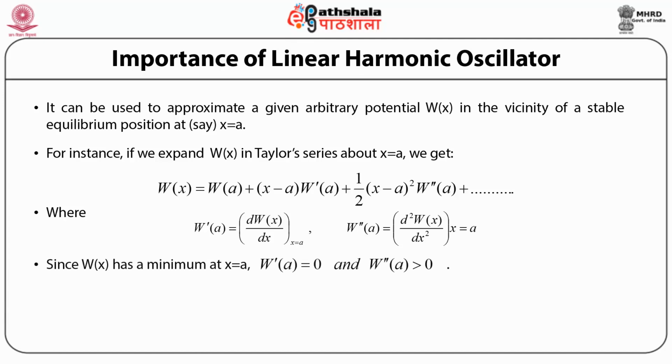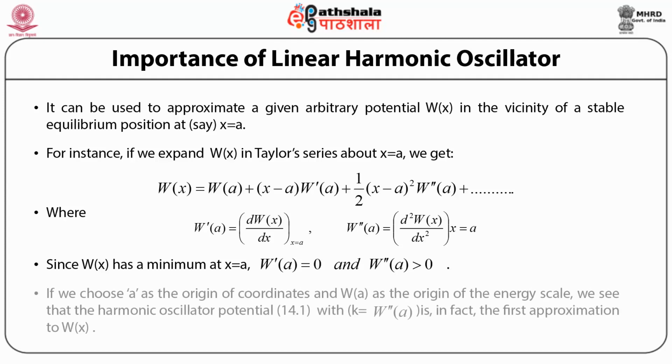Since W of x has a minimum at x is equal to a, so W prime of a is equal to 0 and W double prime of a is greater than 0. If we choose a as the origin of coordinates and W of a as the origin of the energy scale, we see that the harmonic oscillator potential given in equation 1 with k is equal to W double prime of a is in fact the first approximation to W of x.